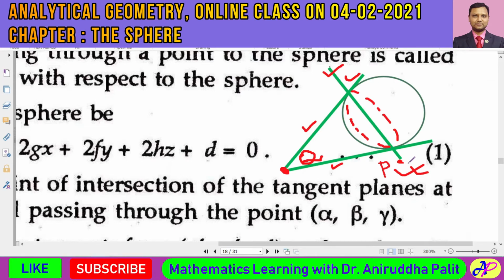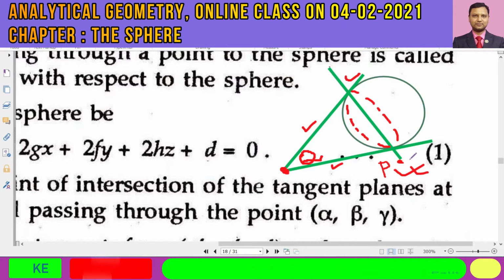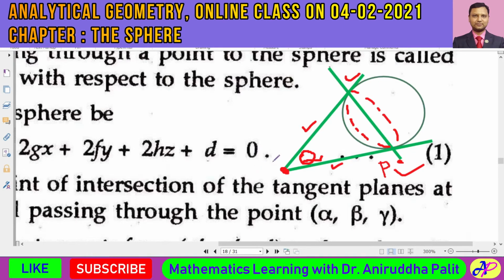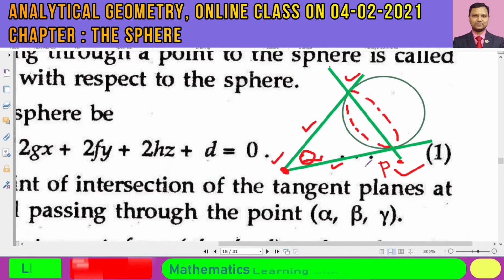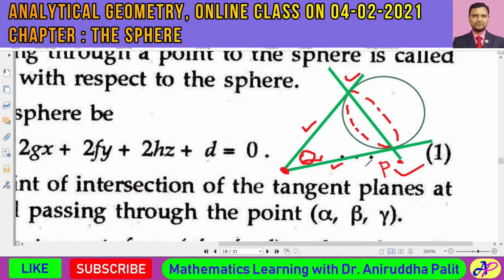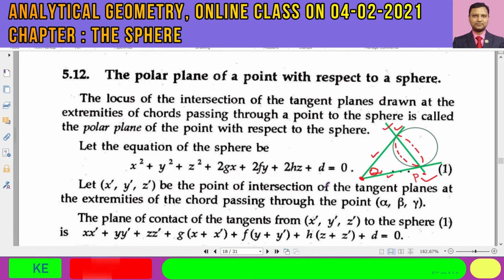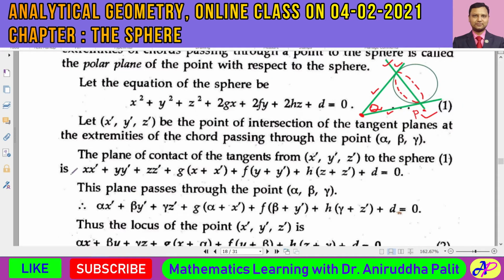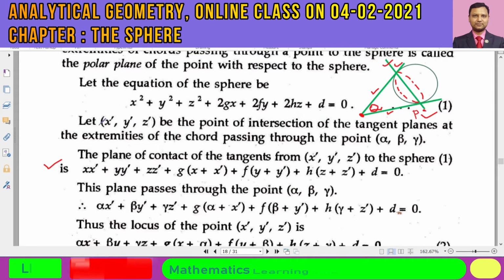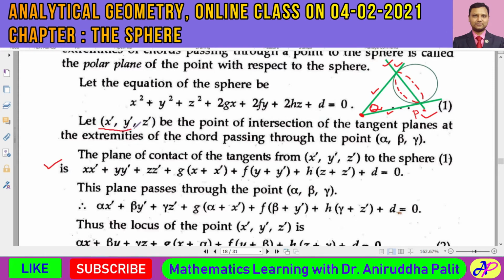We can consider different planes through this point P, and for different choices of the plane, the position of this point will change. Therefore, ultimately we will find that for different choices of this kind of plane, the locus of the point Q will lie on a plane, and that plane is called the plane of contact. Over here this point Q will have the coordinates x prime, y prime, and z prime.